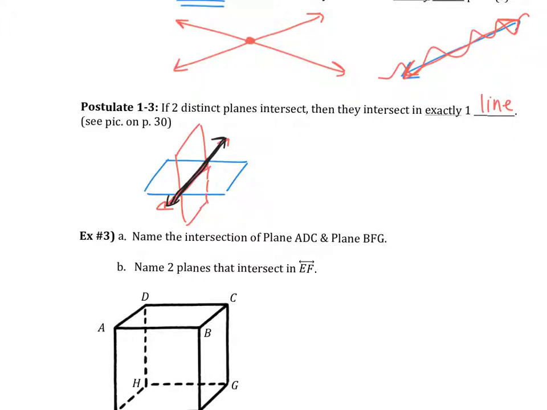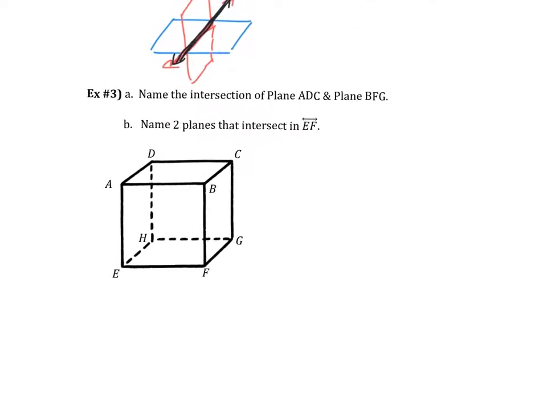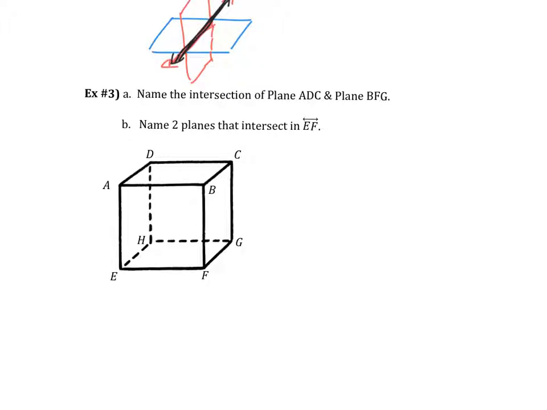Okay, so let's try a couple of these. It says name the intersection of plane ADC and plane BFG. I don't know if you've noticed, but I'm a color coder. I love color. So I do a lot of shading in different colors just to help me see visually. If you are a visual person, that might be helpful to you. You are welcome to shade and do whatever you need to with these pictures. On a quiz, on a test, shade away, okay?